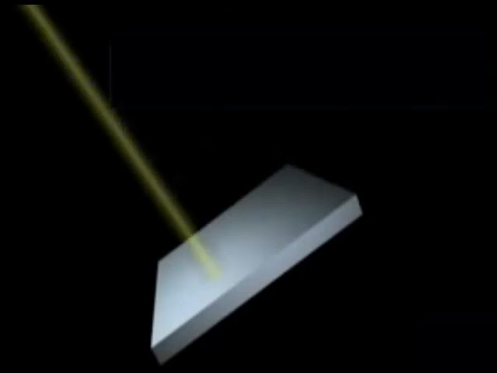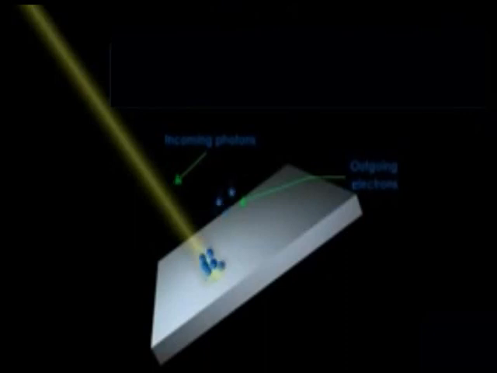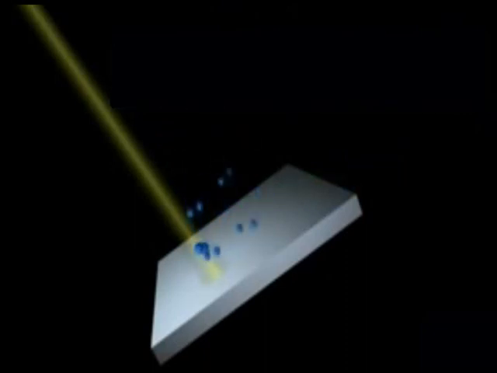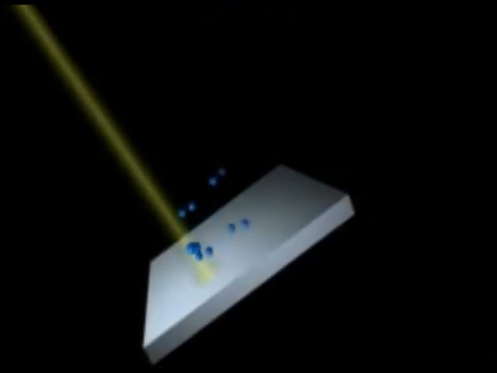So photoelectric effect refers to the emission of electrons from a metal surface in response to incident light. The energy contained within the incident light is absorbed by the electrons within the metal, giving the electron sufficient energy to be emitted from the metal surface.